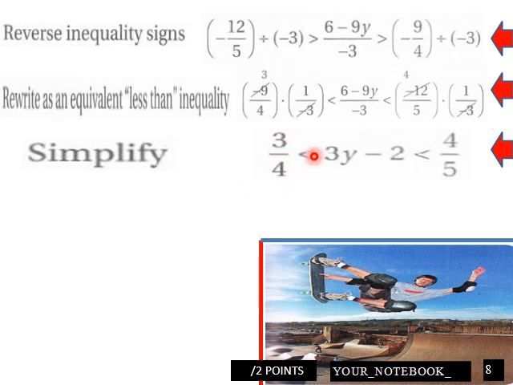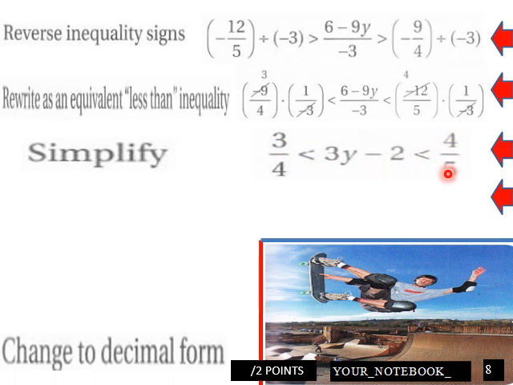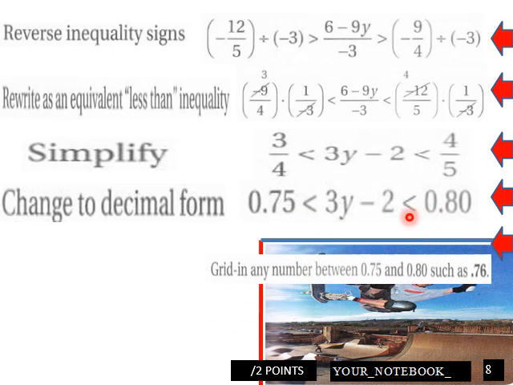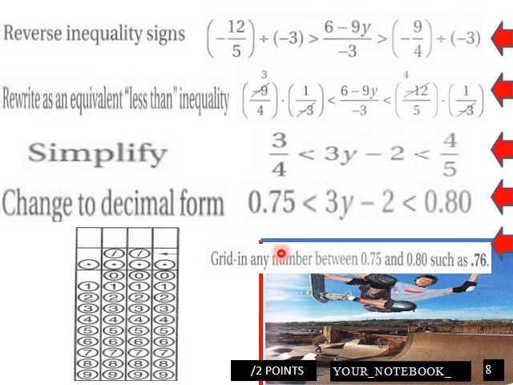Simplifying further, 3/4 less than 3y minus 2 less than 4/5. Change to decimal form: 0.75 less than 3y minus 2 less than 0.80. So grid in any number between 0.75 and 0.80, such as 0.76. So we go decimal point, 7 and then 6.